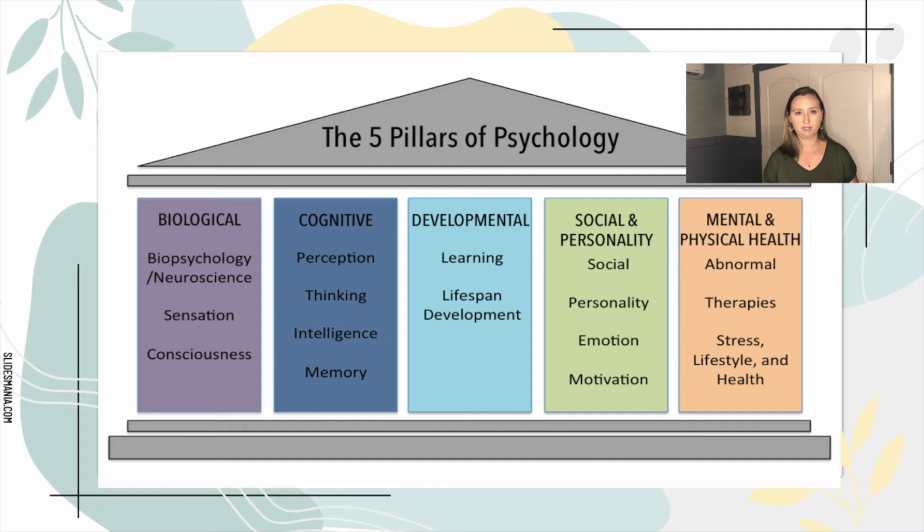So basically how this works, if you look back at your 5 pillars picture, we have the 5 pillars of psychology. We have psychology as a field, basically, okay? Subfields beneath that, the biological, cognitive, developmental, social personality, mental, and physical health. Everything beneath that is a subfield of the subfield.